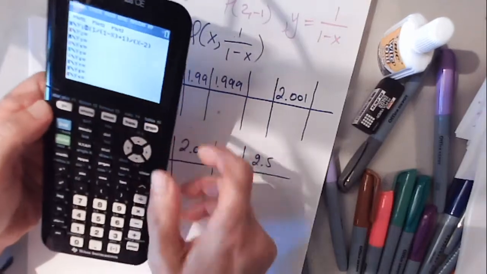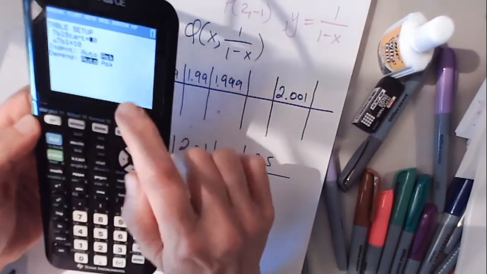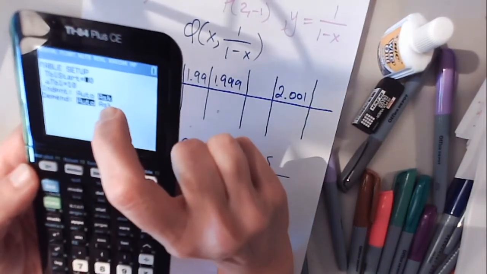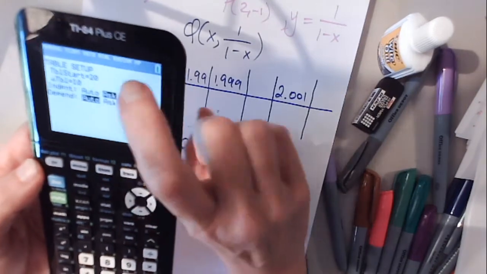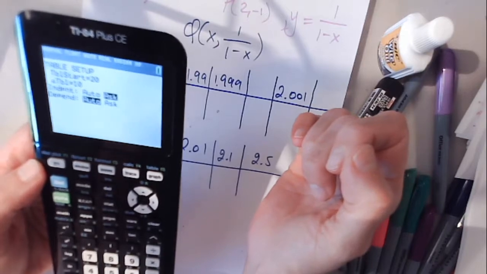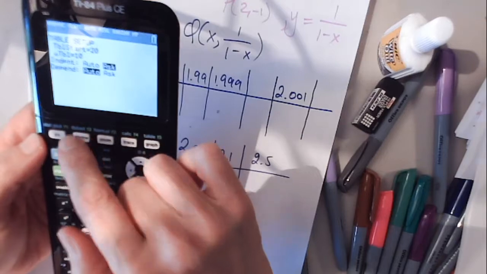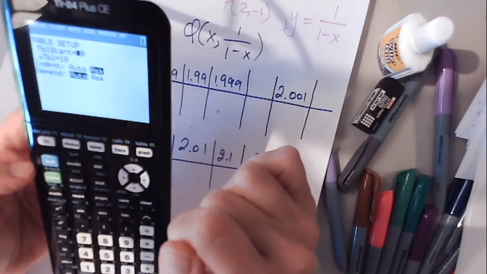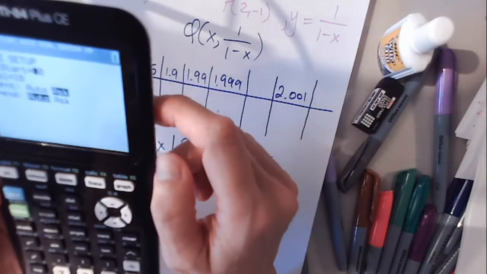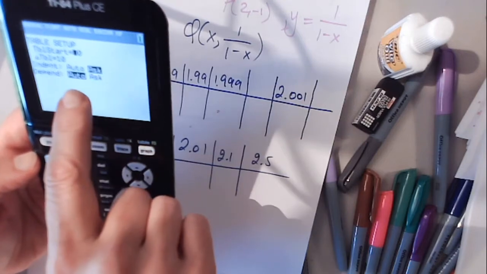So go to second and table. Make sure that you go first to second and table set, and make sure that you have the independent variable in the ask mode. Independent in ask, dependent of course always in auto. How did you set it? Second and table set. And what are you setting it as again? I can't really see. Ask and auto.